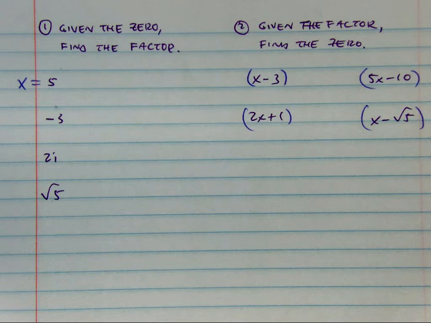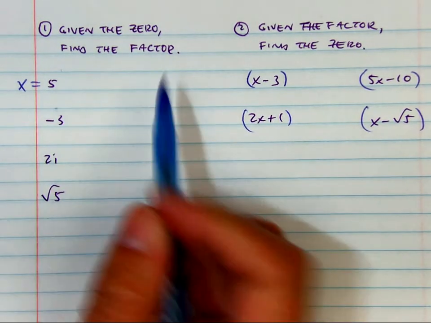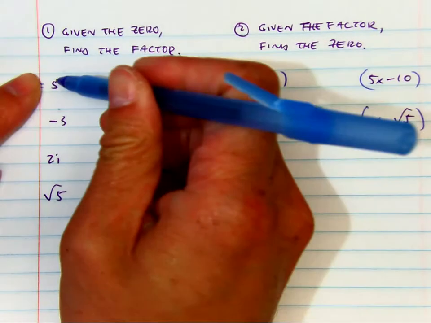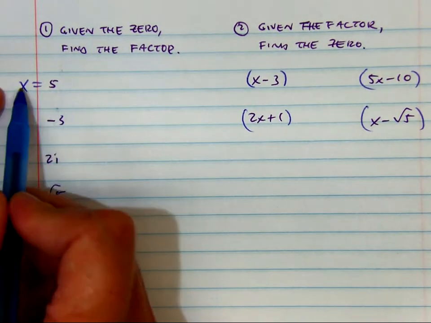Alright, let's go over this one. This problem tells us, given the 0, find the factor. So I gave you a list of numbers here, kind of like 4 examples. And what I did for the first one is you put x equals.